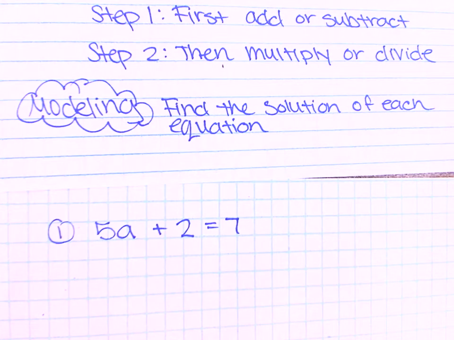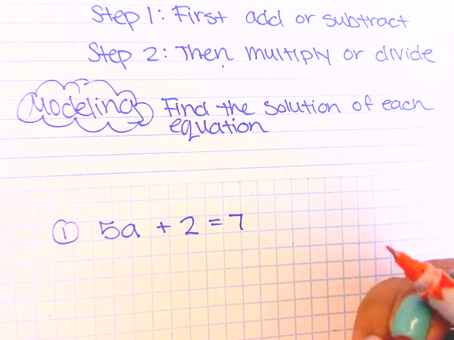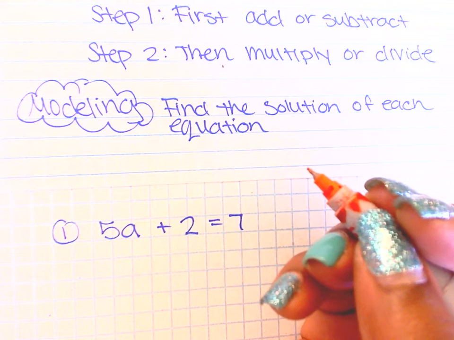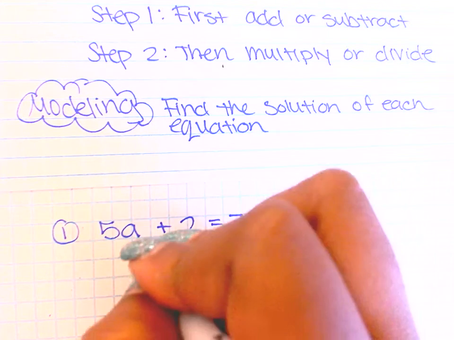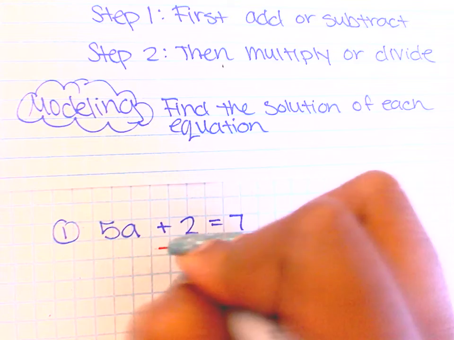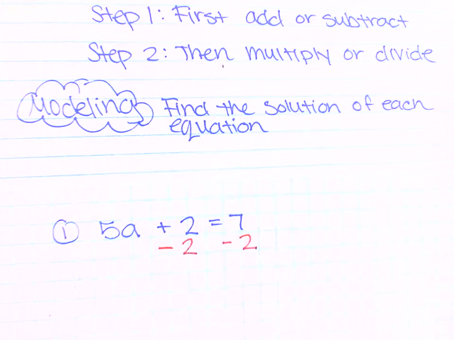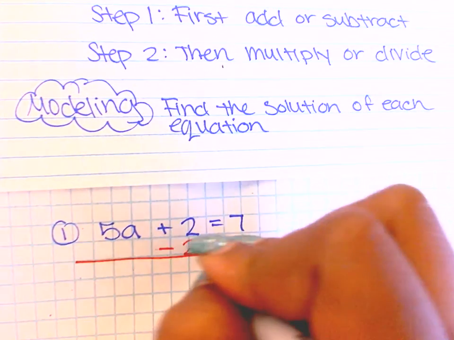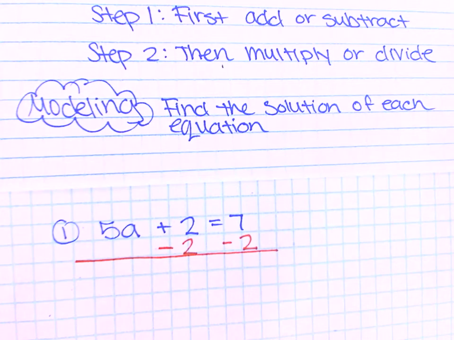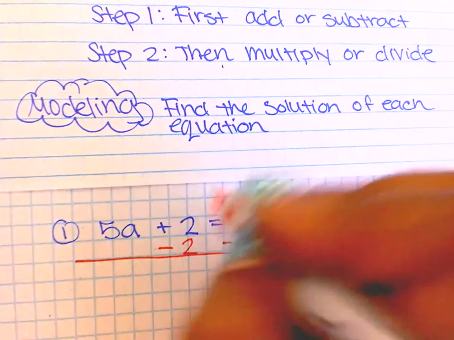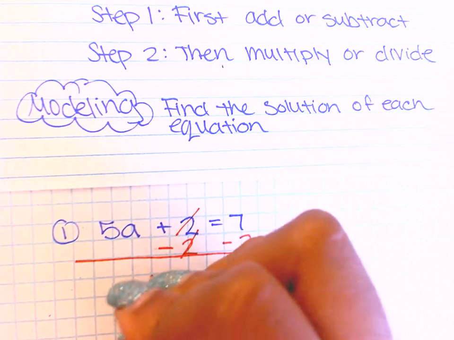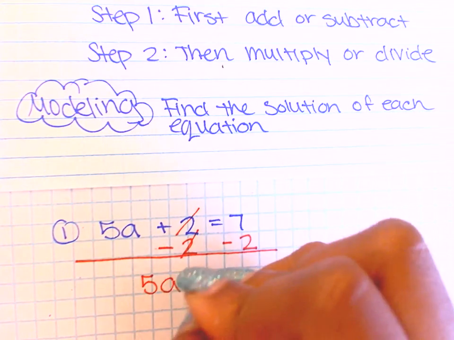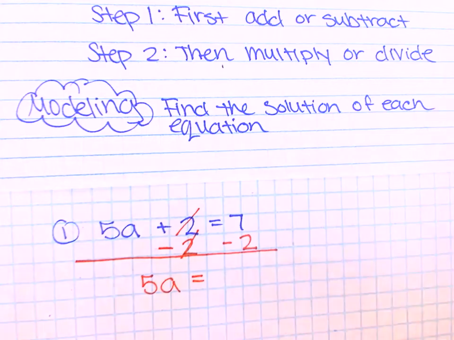Now I'm going to think to myself, the order of operations is reversed. So instead of doing the multiplication and division, I'm going to do the adding and subtracting first. So to isolate the variable, I'm going to subtract 2 from both sides. So I'm going to subtract 2 from this side and subtract 2 from that side. And I'm going to draw my line underneath. My 2's cancel out on this side. I'm left with 5a equals 7 minus 2 is 5.